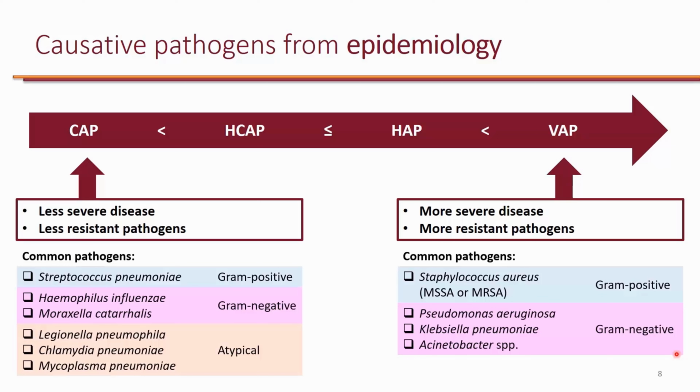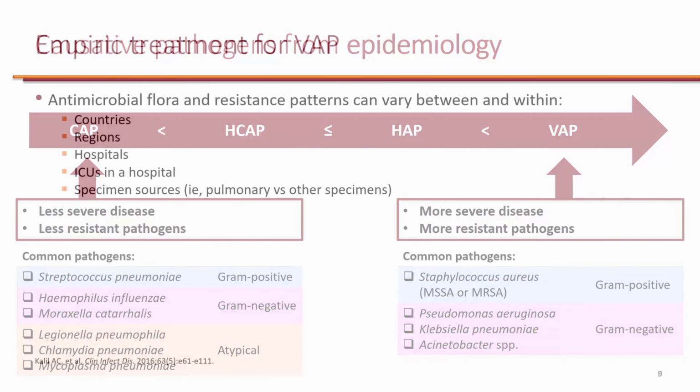So the organisms that you want to target empirically are Staphylococcus aureus, which could include methicillin-susceptible Staphylococcus aureus or methicillin-resistant Staphylococcus aureus, as well as gram-negatives such as Pseudomonas aeruginosa, Klebsiella pneumoniae, and Acinetobacter species. And these organisms are usually more likely to be drug resistant.